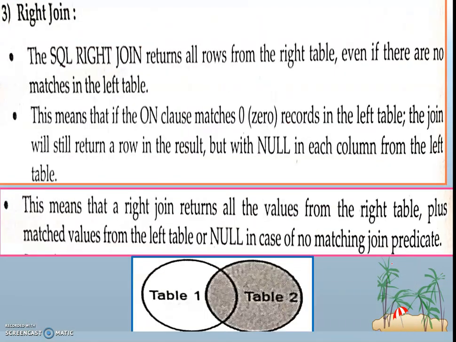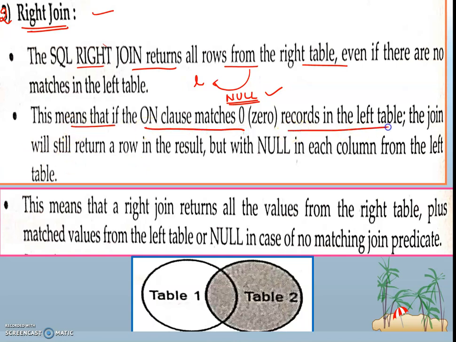Now let's move on. What is the next join I have said in the outer join? The next join is the right join. So similar to your left, right also follows the same methodology. What is that? It first carries all the content from the right table, and if there are no matches found for the right table to the left one, just put null values over there. Okay, so this means that if the on clause does not match records in the left table, the join will still return a row in the result, but with null in each column of the left table.